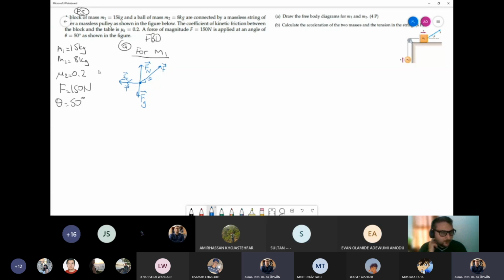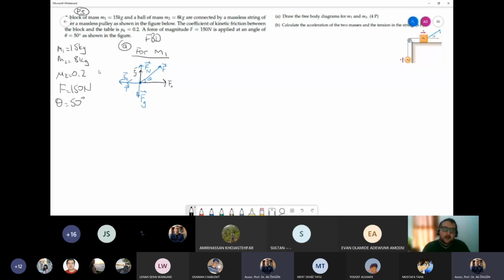Okay. After you draw the free body diagram, yes, you must also take the components of F. There are two components. One of them is this Fx, and the other one is this one, Fy.